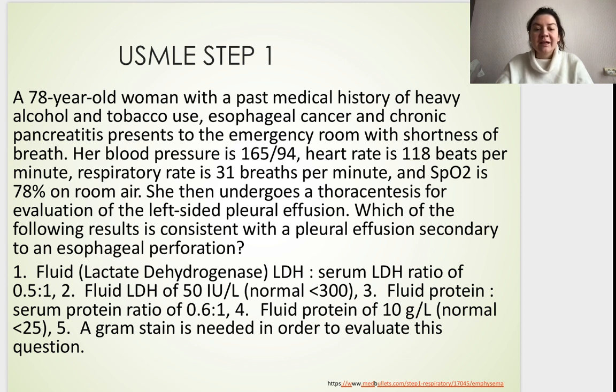First, fluid LDH to serum LDH ratio of 0.5 to 1.2. Second option, fluid LDH of 50 units per liter, normal less than 300. Third option, fluid protein to serum protein ratio of 0.6 to 1.4. Fourth option, fluid protein of 10 grams per liter, normal less than 25. And fifth option, a gram stain is needed in order to evaluate this question.